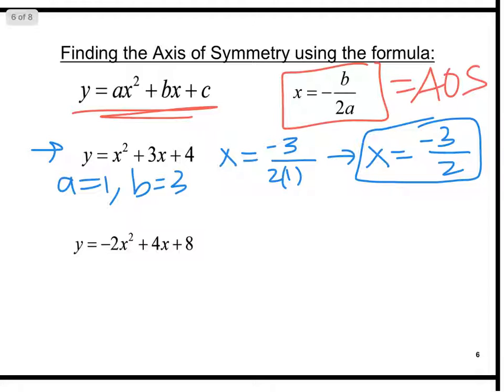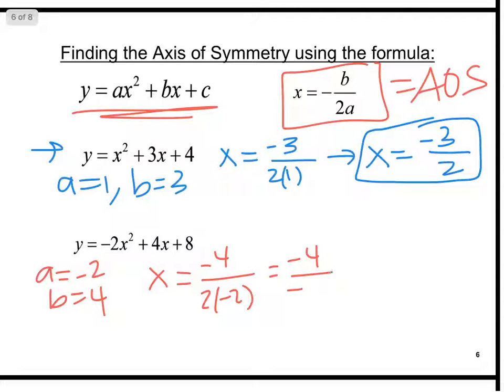All right, let's look at our second example. This one, our a value is negative 2, b is 4. So again, just plug it in, follow along. So x is equal to opposite of b. So negative b is going to turn into negative 4 since it was positive, over 2 times a. That gives me negative 4 over negative 4. So in that case, x is equal to 1. That's where my axis of symmetry is.